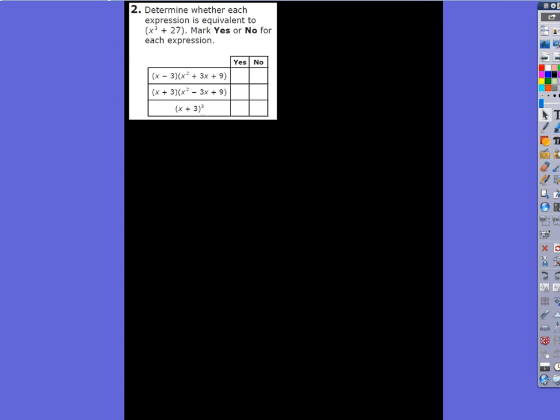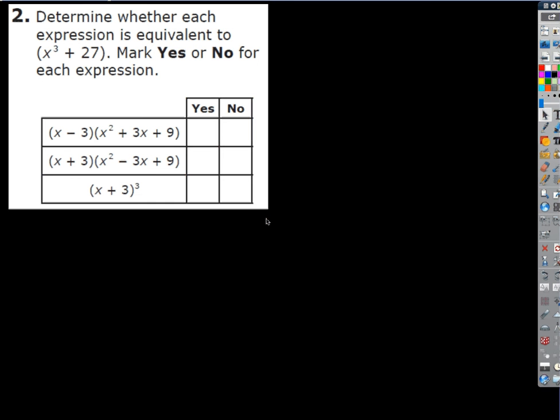Okay, how about this one? Oh, I know this one. Okay, so determine whether each expression is equivalent to x cubed plus 27. Mark yes or no. So we haven't quite talked about this yet. This is coming up when we talk about factoring polynomials. But how could we check this one? This is easy.